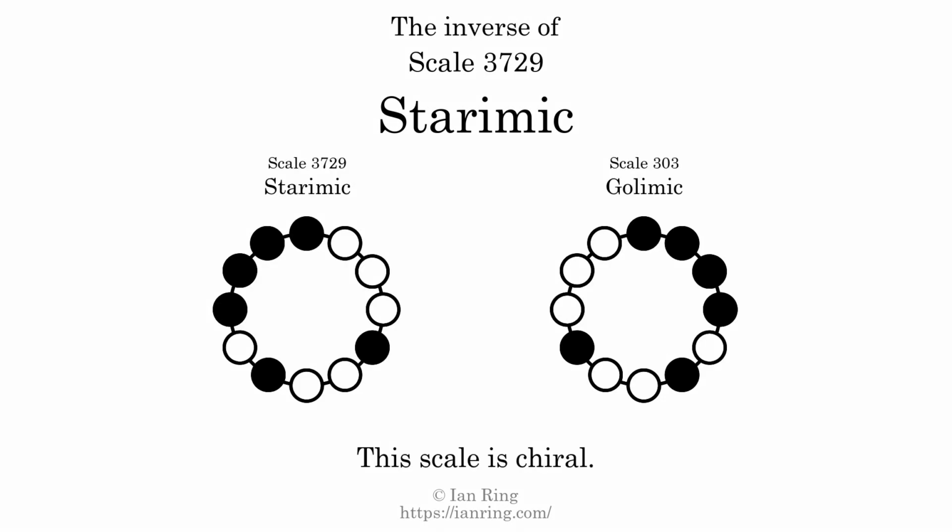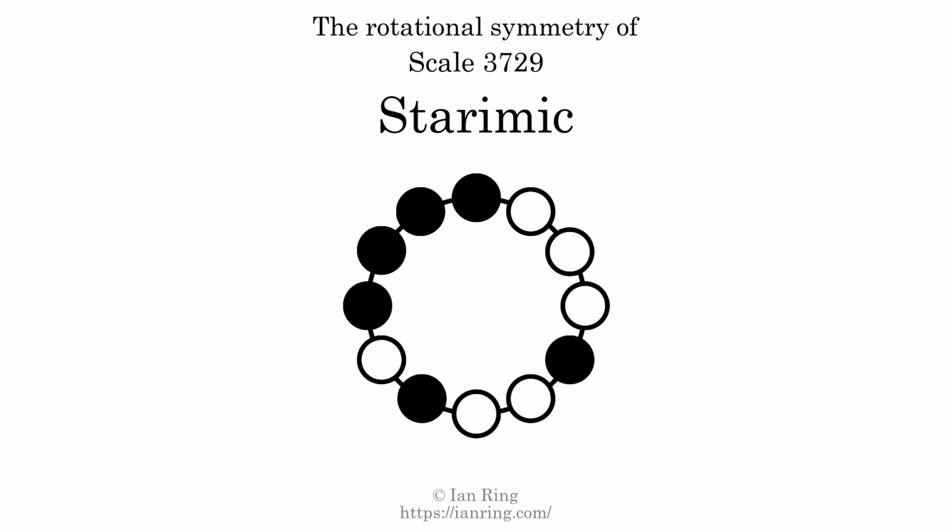The inverse of a scale is a mirror image. It is what you get when the sequence of intervals is reversed. The inverse of this scale is scale 303, also known as Galimic. This scale is chiral. It cannot transform into its inverse by rotational transformation. This scale has no rotational symmetry.